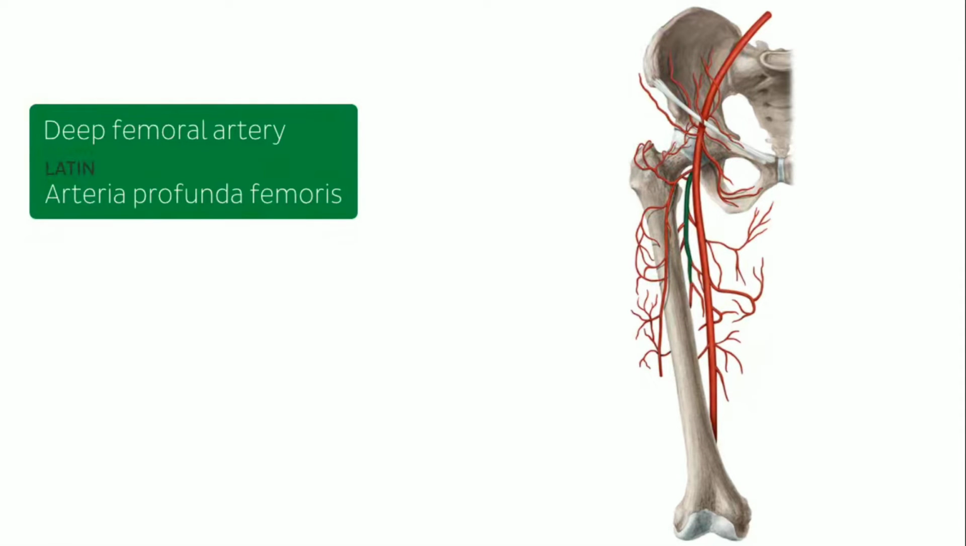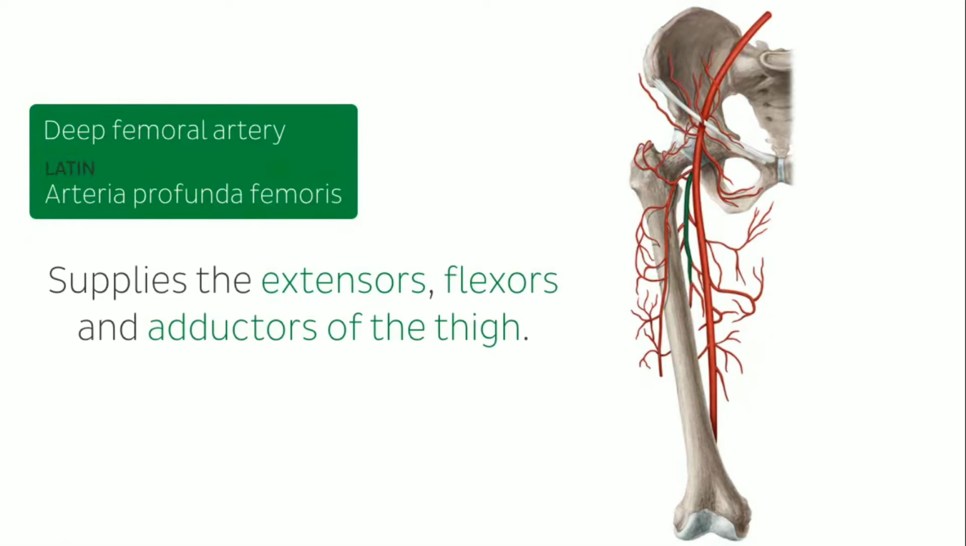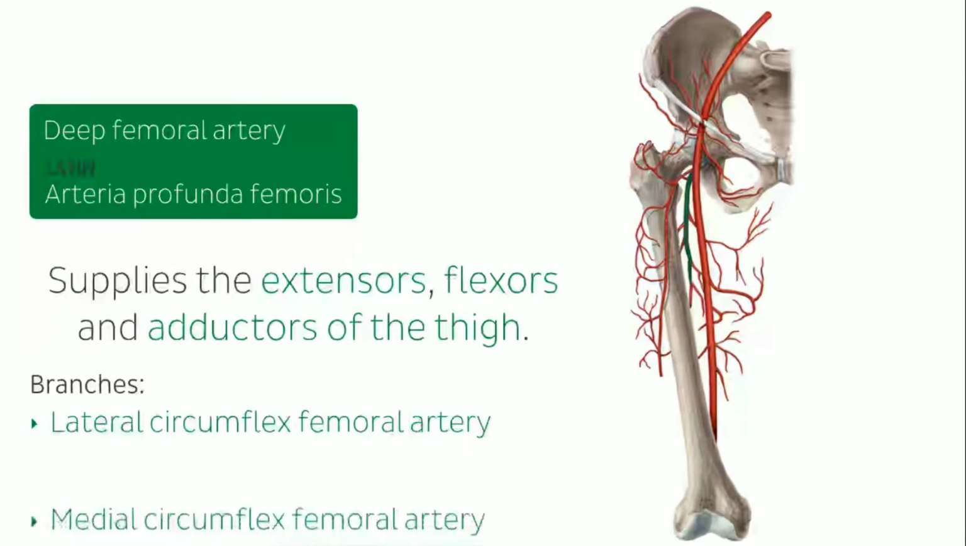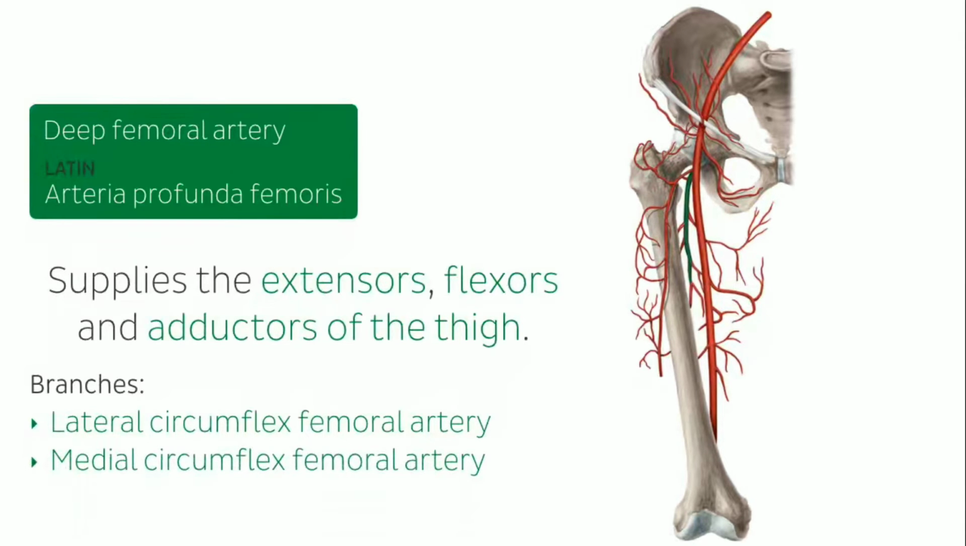The deep femoral artery is the main blood supply to the muscles that extend, flex, and adduct the thigh, and is therefore referred to as a muscular branch of the femoral artery. The deep femoral artery itself gives off many branches, including the lateral circumflex femoral artery, the medial circumflex femoral artery, and the perforating arteries.